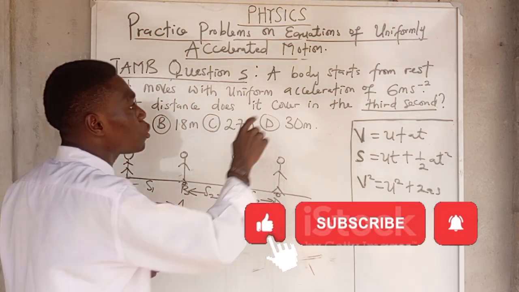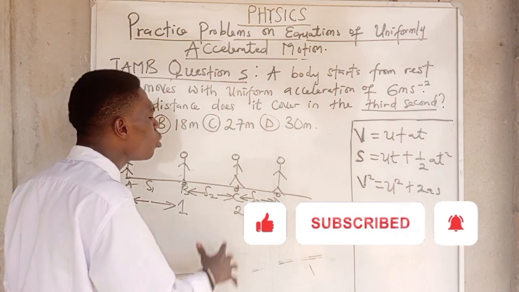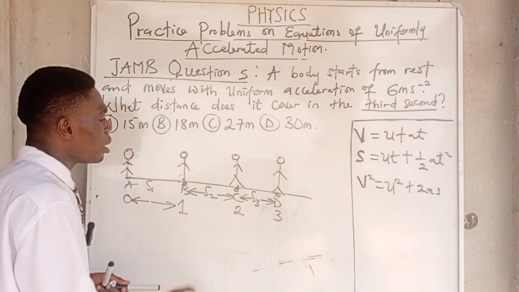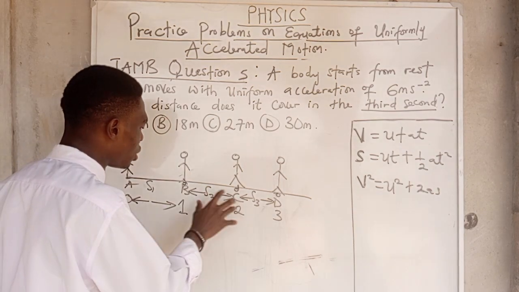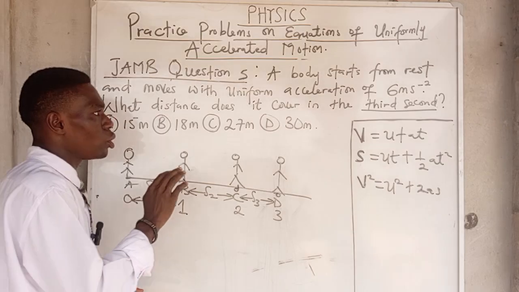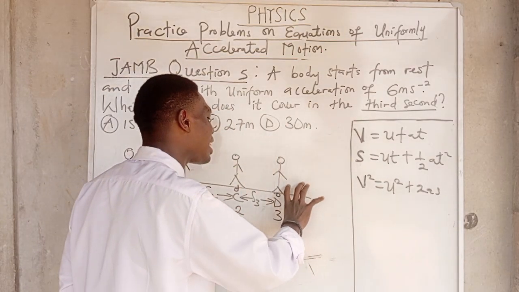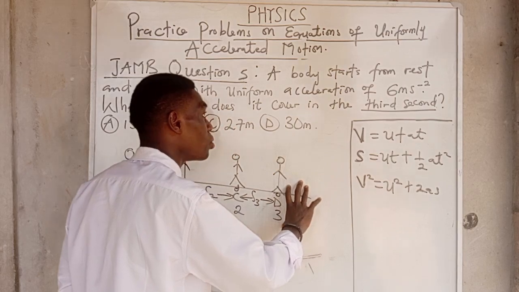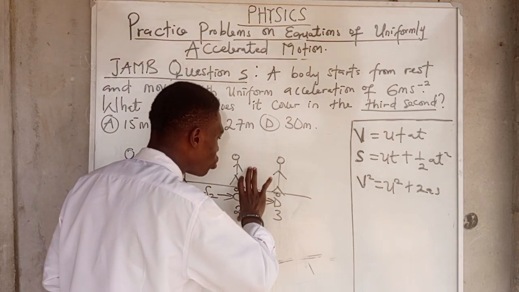So to solve this problem, because third second is mentioned, we need two distances. Are we following? The distance between this and this is actually the distance of this minus the distance of this. So to calculate this question, we need to calculate the distance traveled when time was 3 seconds, and then the distance traveled when time was 2 seconds.